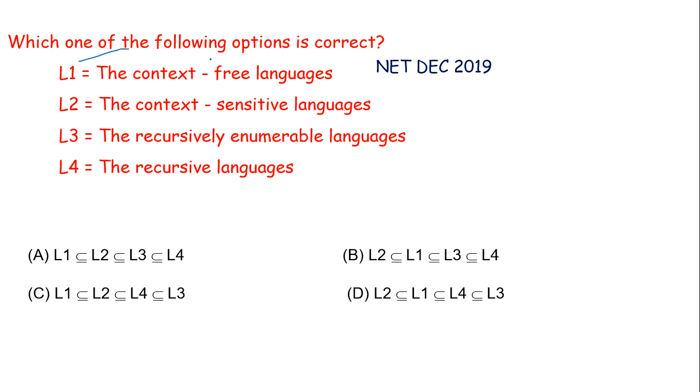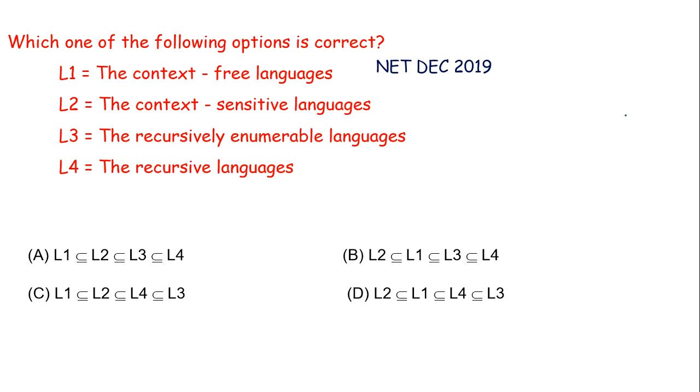Which one of the following options is correct? L1 is representing context-free language. L2 is context-sensitive languages. L3 is recursively enumerable languages, and L4 is recursive languages. So now what are our options? Option A is L1 is a subset of L2, which is further a subset of L3 and L4. So all we have to do is find the relationship between all these languages.